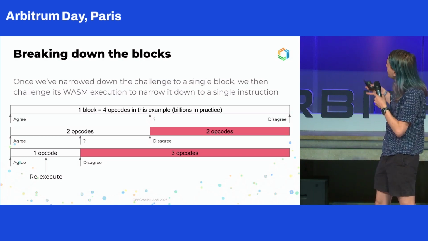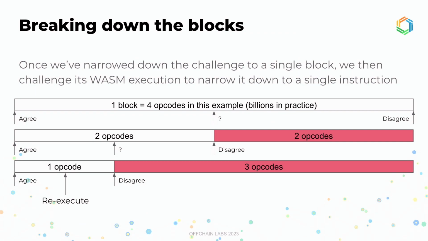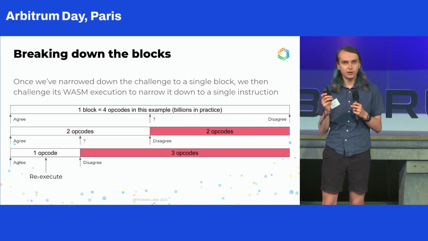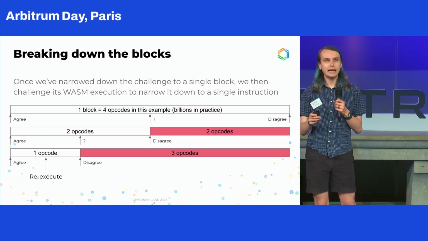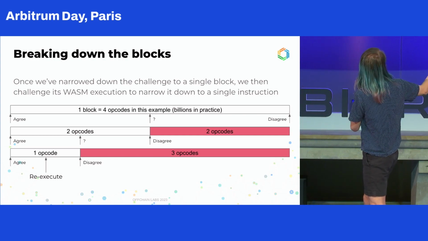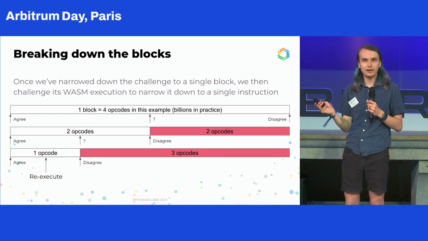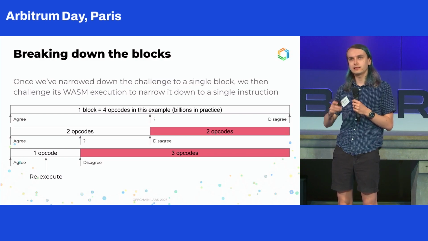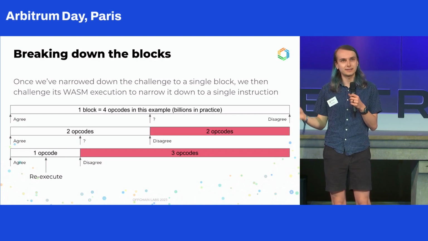So in this example, though, we're just going to look at a block with only 4 opcodes in it. And we do the same thing. We ask them, hey, 2 opcodes in, do the validators agree or disagree? Now, instead of block hashes, we'll be looking at machine hashes here. In other words, the current state of that WebAssembly machine, because that WebAssembly machine takes in the inputs, which are any transactions and the previous block hash, and produces at the end an output block hash. And we know that the validators disagreed about what the block hash at the end of this block was, so they must therefore disagree about what the machine hash is at the end of this WebAssembly execution.